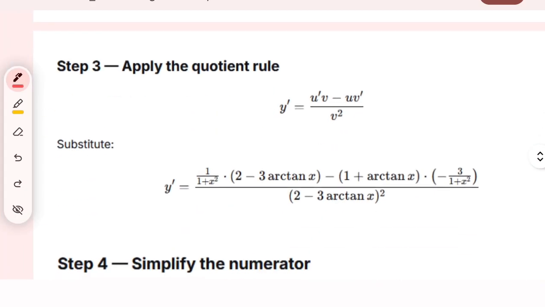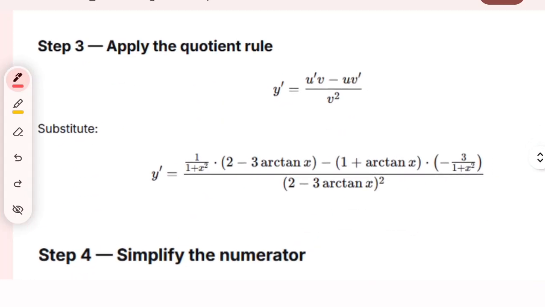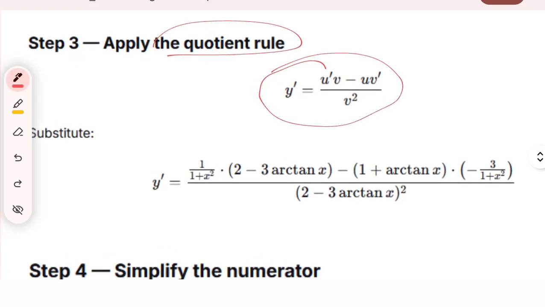Once we have the derivative of u and the derivative of v, we will go back to the formula of the quotient rule. This is the formula of the quotient rule. We will put in everything that we have computed and derived, like the derivative of u, the derivative of v, and of course u and v. U and v we simply copied from the given problem, because u is the first function and v is the second function. You just copy those and put them in the formula.